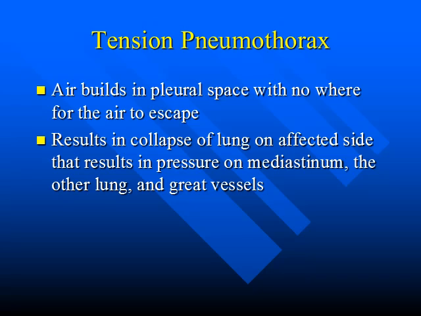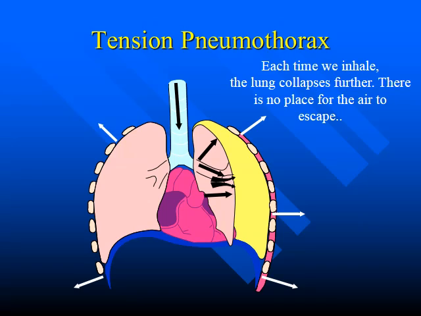I'm going to show you a picture here in just a minute of what this might look like. This could be from a lacerated lung, or a small opening, or even a wound in our chest wall. This is a picture of what a tension pneumothorax may look like. Each time we inhale, the lung will collapse just a little bit further, but the difference in the tension pneumothorax is that with the other one, the air had a place to go out if it was an open wound in the body.